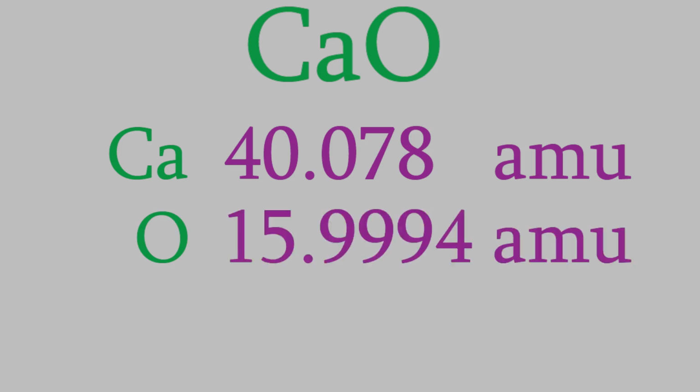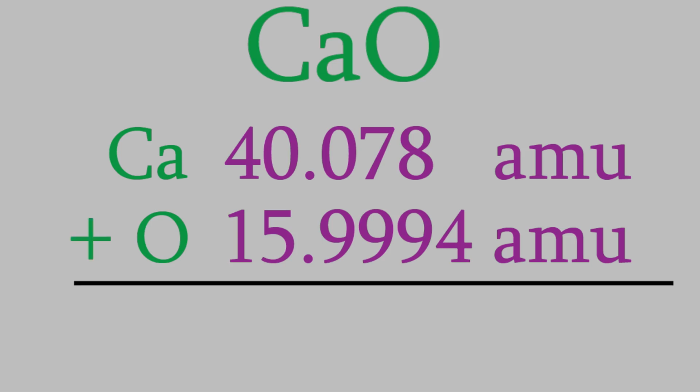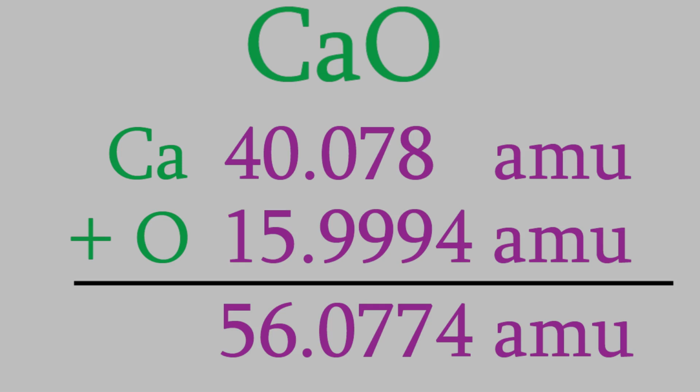Now let's do it for calcium oxide. We look up the mass of calcium, which is 40.078 AMU, and oxygen, which is 15.9994 AMU. Notice that these two masses have two different numbers of decimal places. If we add them, we shouldn't just say that the result is 56.0774 AMU, because we have no idea what the fourth decimal place is for the calcium. So we can't say what the fourth decimal in the result would be either. Instead, we have to round it, which gives us just 56.077.